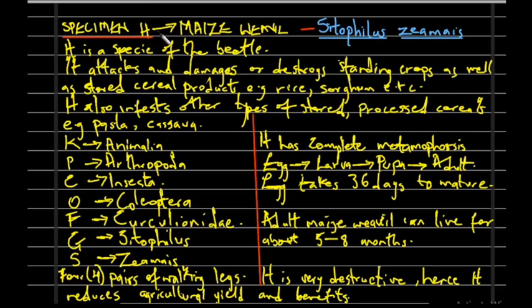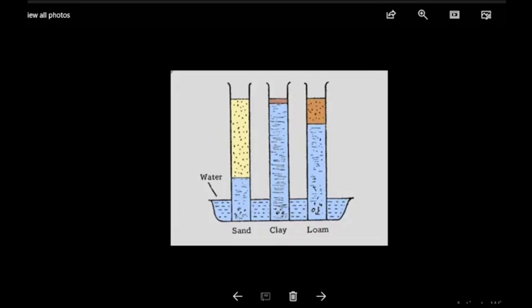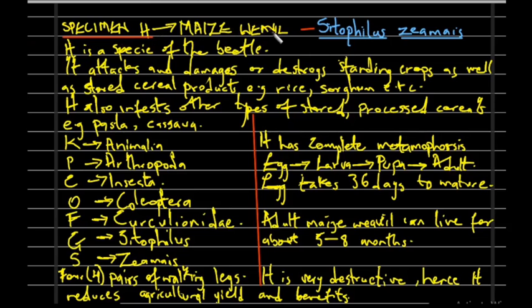Specimen H actually is the maize weevil, and its botanical name is Sitophilus zeamais, like we have seen it here. Now it is a species of beetle, and it actually is destructive. It attacks and damages or destroys standing crops as well as stored cereal products like rice, sorghum, and the rest of this. It doesn't affect only the maize, it also affects some other crops like rice and sorghum.